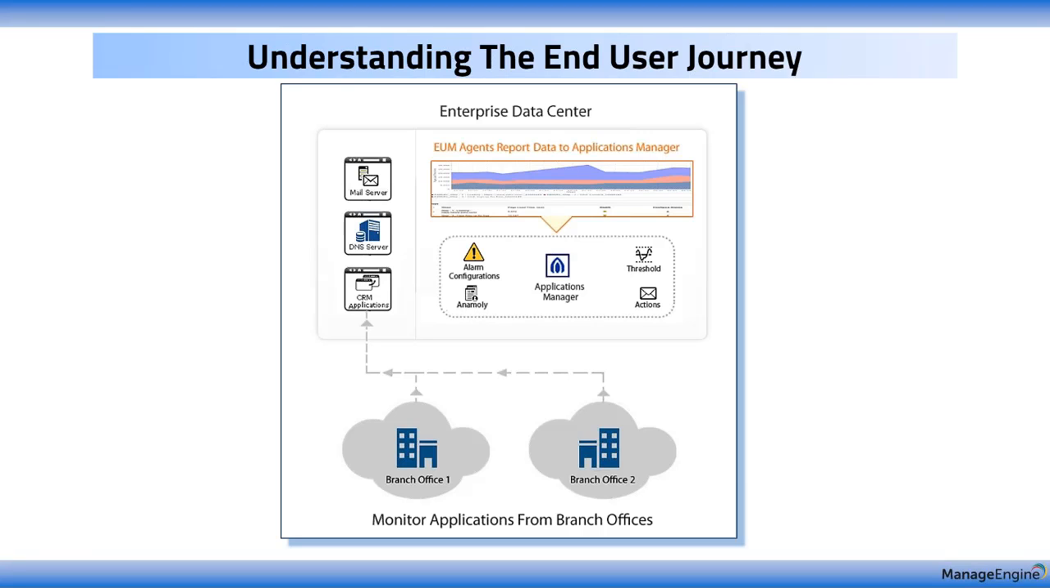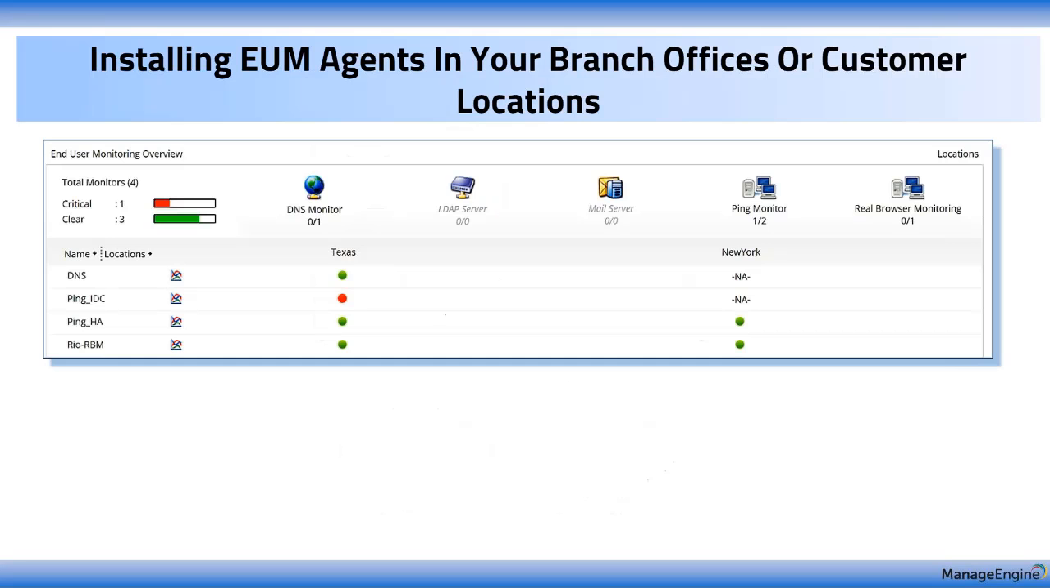You can install or deploy the end user monitoring agents in different locations from where you would like to track your website. All you need is a secure HTTP connection between the agent and the Applications Manager server. The EUM agent pings the Applications Manager server at a specific time interval and gathers the information, and the playback data is sent to Applications Manager. Let's discuss these components in a detailed perspective using our real browser monitoring feature.